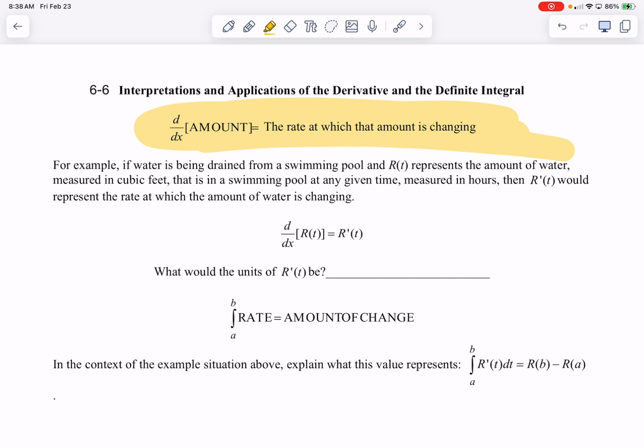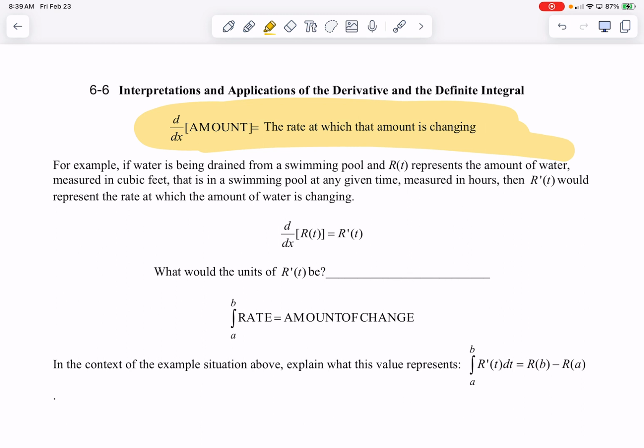Anyways, so examples. If water is being drained from a pool and R of T represents the amount of water, measured in cubic feet, that is in a swimming pool at any given time, measured in hours, then R prime of T would represent the rate at which the amount of water is changing. And if that rate is positive, we're filling the pool. And if it's negative, we're draining the pool, and things like that, right?